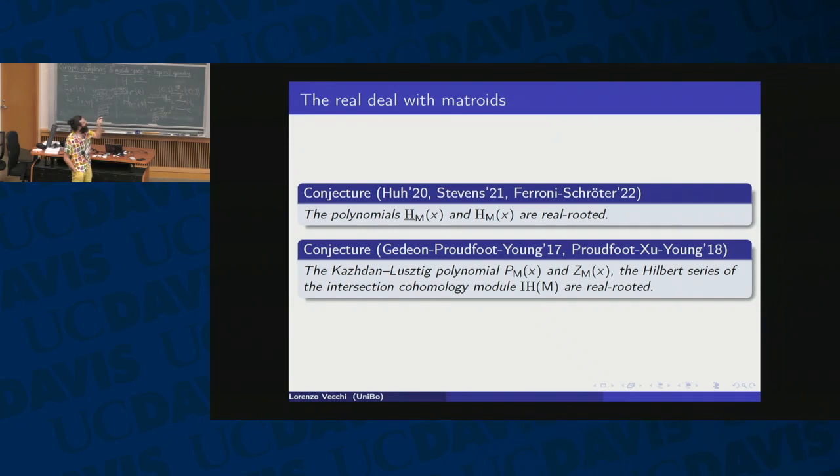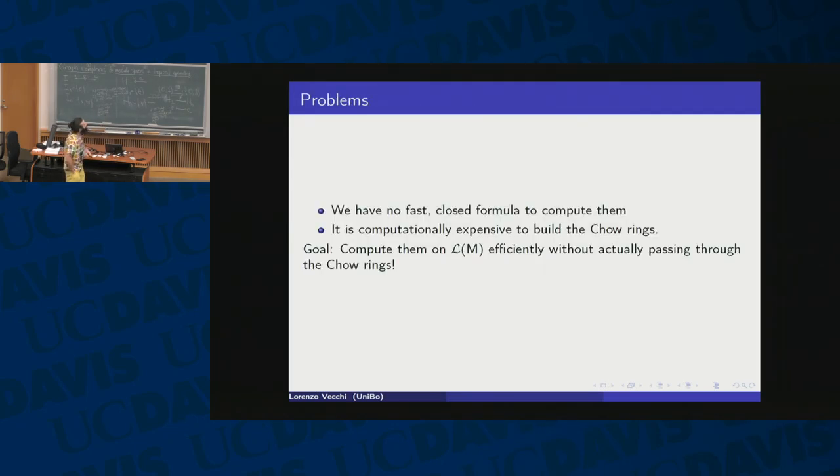Okay, so how do we solve these real-rootedness conjectures? The issue is that we have no fast closed formulas to compute this polynomial for generic matroids. And the issue is that building the Chow ring is computationally expensive. The only formulas that we have now are: you build the Chow ring or the basis of the Chow ring, and then you extract the Hilbert series. But if we want to look at the properties of the polynomials, we don't want to do that.